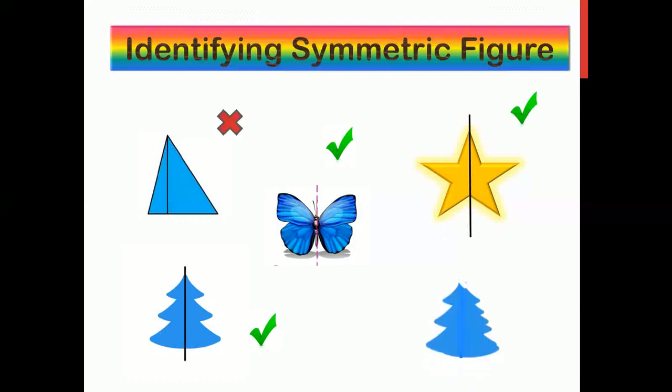Another tree on our screen. So, whether this tree is a symmetric figure or not, let's check. No, it is not a symmetric figure. Why? Because both the halves are not identical.